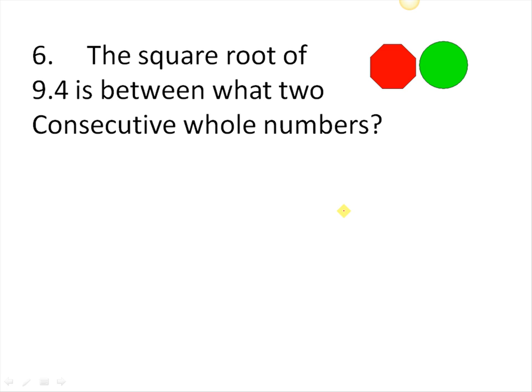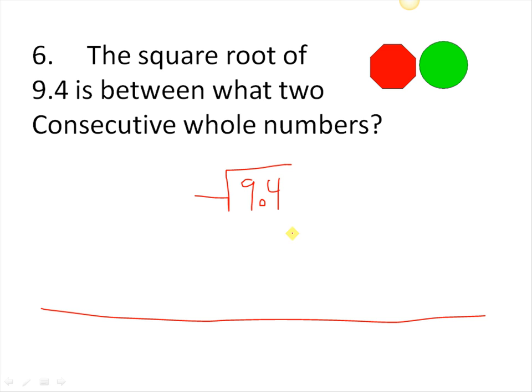Number 5. The square root of 9.4 is between what two consecutive whole numbers? Click on the stop sign. Okay, let's see how you did. Well, let's take a look. We have 9.4. I want to know what the square root of that is. I'll just make a number line down here. You can maybe visualize that. And it's between what two consecutive whole numbers?